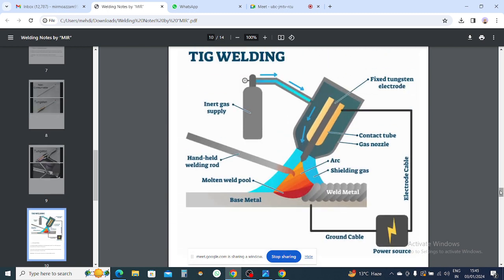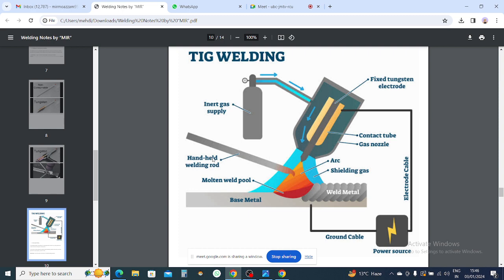So this is the TIG welding, same as MIG welding, with inert gas supplied from here. This is a fixed tungsten electrode. It is fixed here, but in MIG it is not fixed; it comes from here in MIG welding. The copper I showed you in a picture before.